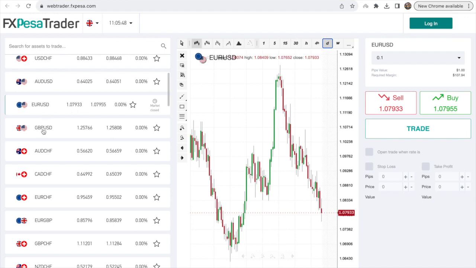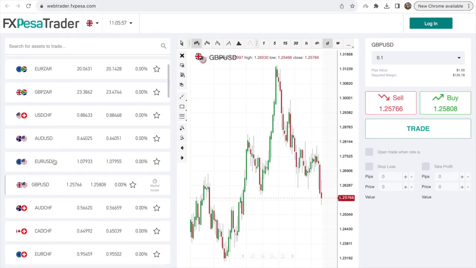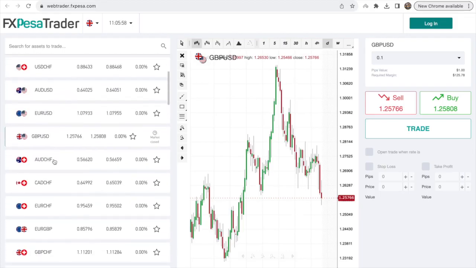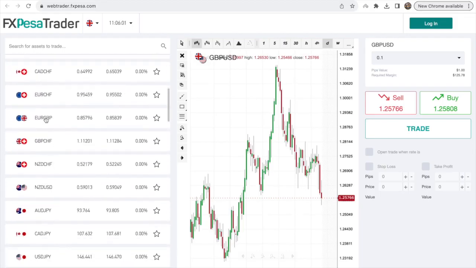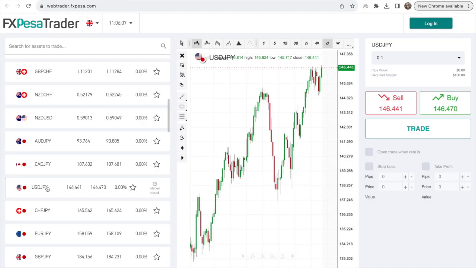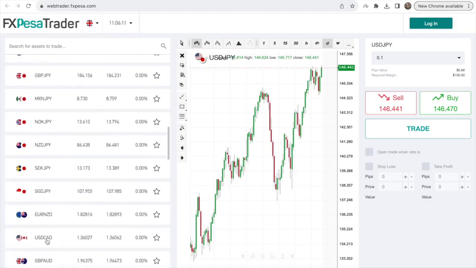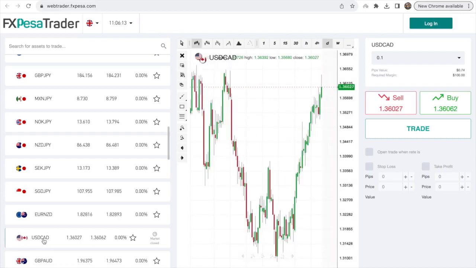And then we have GBP USD, one of the best pairs to trade. That's 3 already. And then we have Euro GBP. And then we also have USD JPY, which is also really good. And then Canadian as well, USD CAD, this one. Really nice. For instance, look at this one. Look at that chart. Amazing chart.